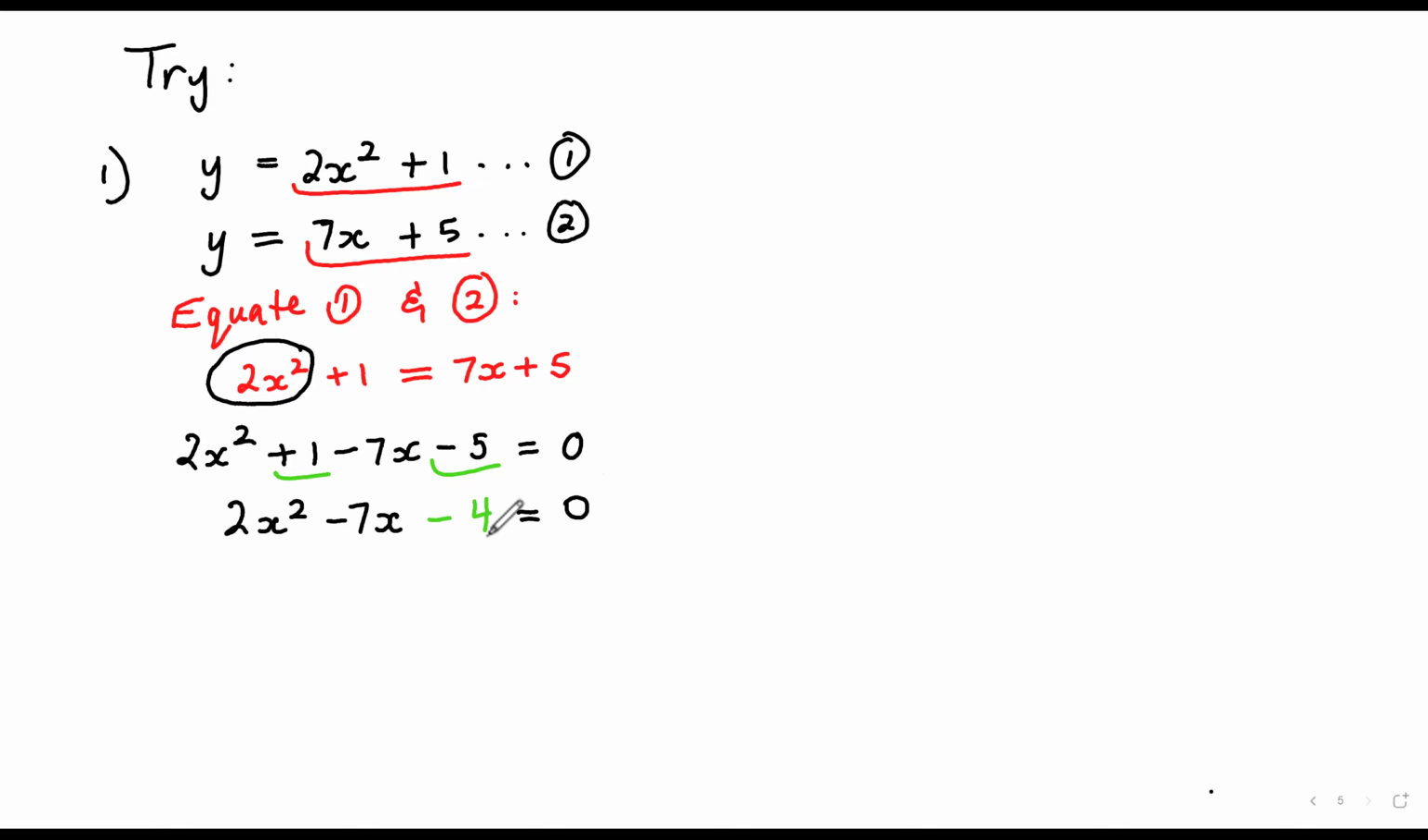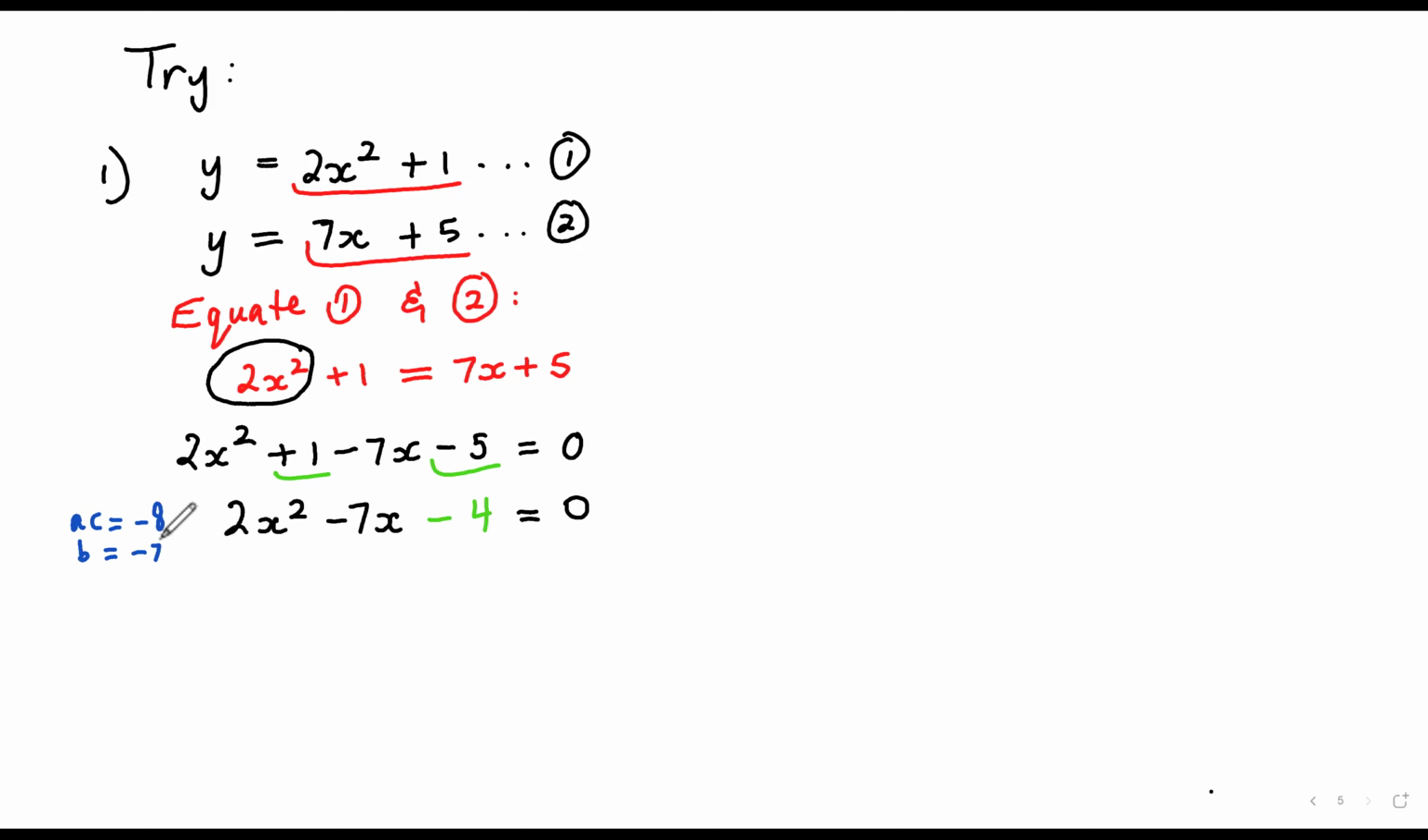Now, at this point, you can solve the quadratic by using the quadratic formula, by factorizing, or even by completing the square, right? Any one of those methods will give you the solution. I am going to factorize. The steps in factorizing a quadratic are to identify A, B, and C. So A here is 2, B is negative 7, and C is negative 4. So AC would be 2 times negative 4, which is negative 8, right? And B is negative 7.